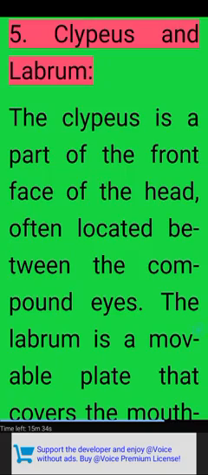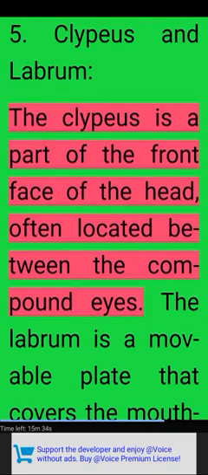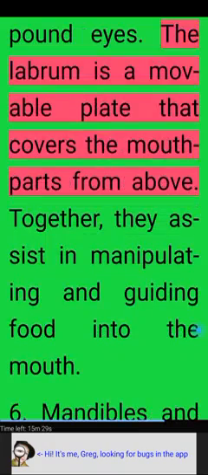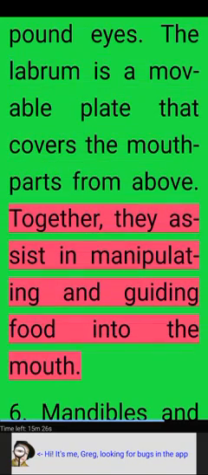5. Clypeus and labrum. The clypeus is a part of the front face of the head, often located between the compound eyes. The labrum is a movable plate that covers the mouthparts from above. Together, they assist in manipulating and guiding food into the mouth.